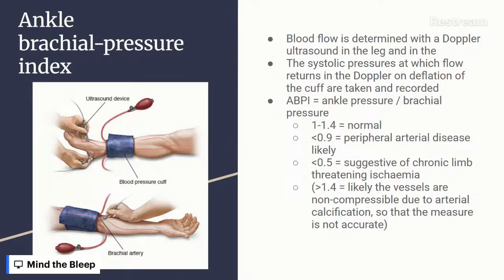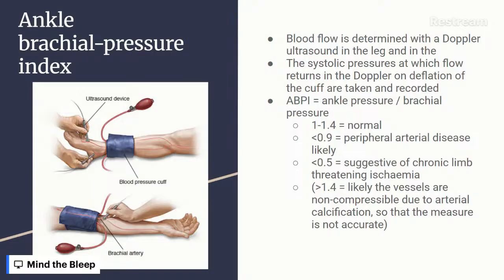Okay, and the ABPI. So this is essentially, you need a Doppler to find blood flow in the leg. So what you can see is they're looking for the dorsalis pedis and the posterior tibial pulses. You inflate the cuff and then deflate it, and as flow comes back into the artery, that's the systolic reading that you're taking. And then the same thing is done on the arm for the brachial artery, and that's used to produce a ratio. And we've got the ranges here and what they would suggest.